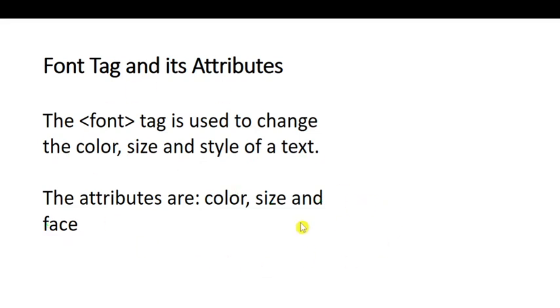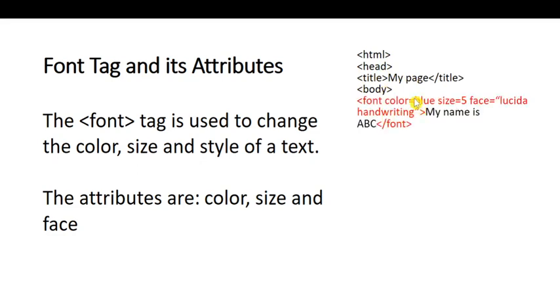So how do we write the source code for this? We write in a similar fashion for the font tag. HTML comes first, then head, then title, then body. Now you see font color. Just look at this one. Font color equal to blue. We are telling the browser to display the text "my name is ABC" in blue color, and in size 5 as well.